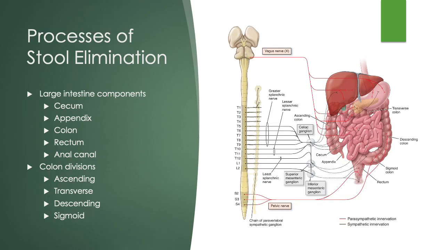So after the nutrients that you receive hit the intestines for processing, you have the large and small intestines, and you have the colon. All of these are areas that could have alterations in your stool elimination process.